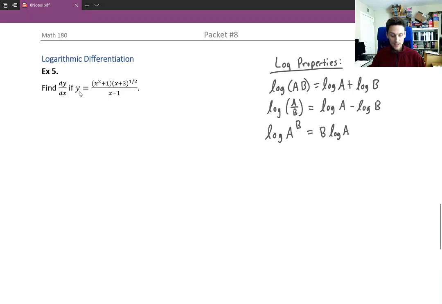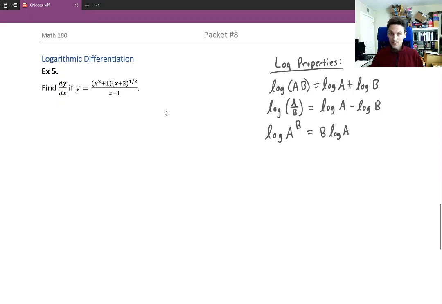In example 5, we've got y equals x squared plus 1, all in parentheses, times quantity x plus 3 to the half, all over x minus 1. Now if you had to just take the derivative of this, you'd start with a quotient rule, right? Because you have this fraction. Then inside the quotient rule, you're going to have a product rule. Inside the product rule, you're going to have a chain rule because you've got this x plus 3 inside the 1/2 power function. It's going to be a big mess.